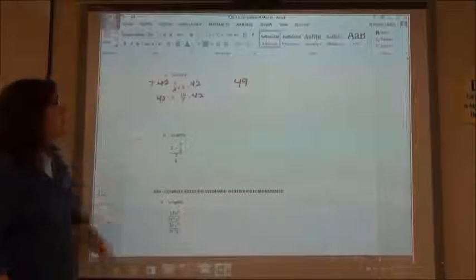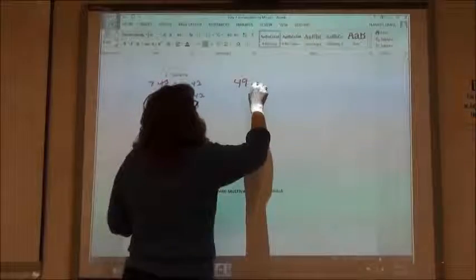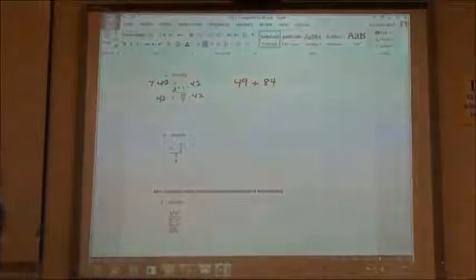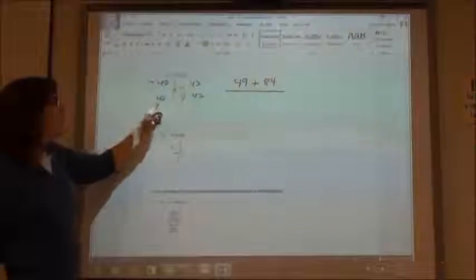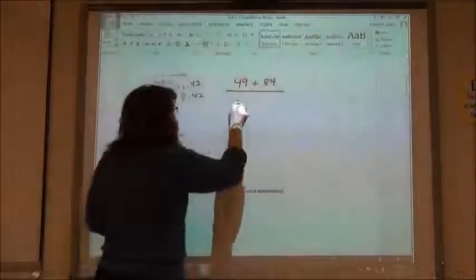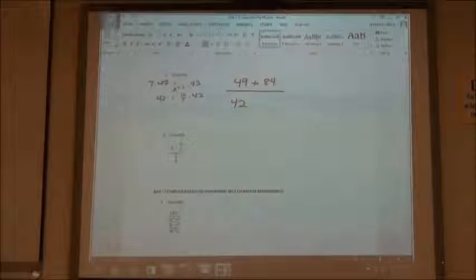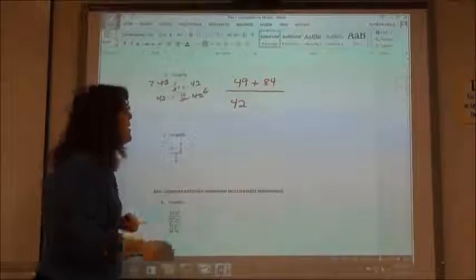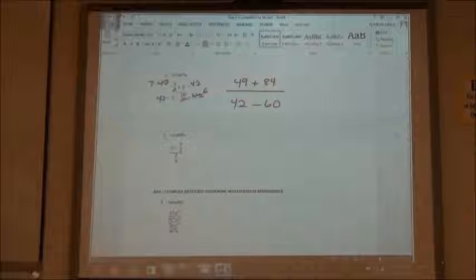Okay, done with that first one. The next one doesn't have a fraction. 2 times 42 is 84, right? On the bottom, 42 times 1 is 42, right? And then we have a fraction again. 7 goes into 42 6 times. 6 times 10 is 60. So minus 60, right?